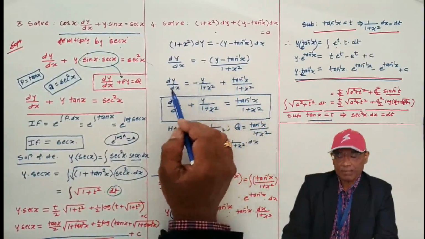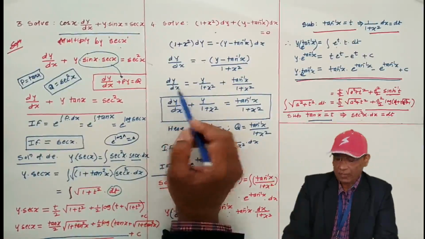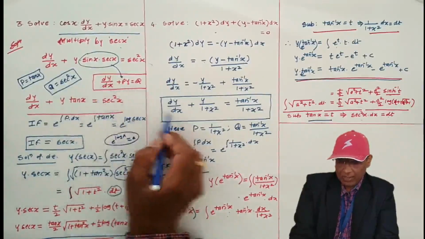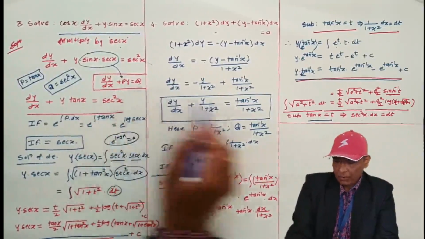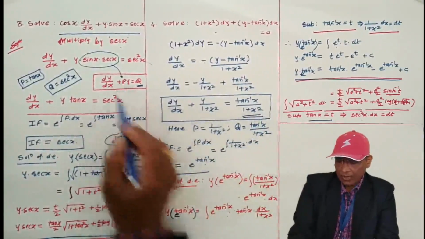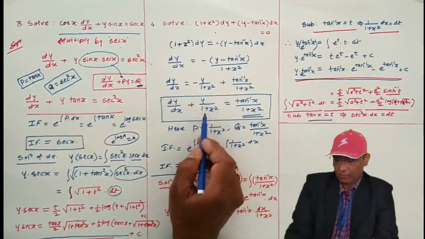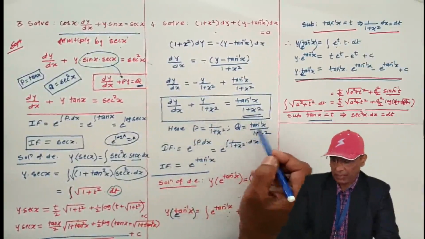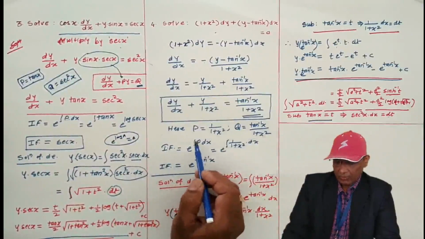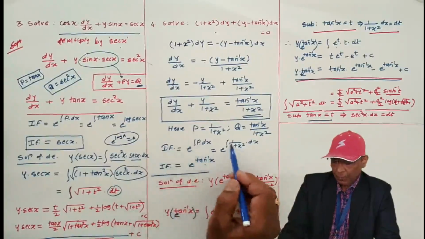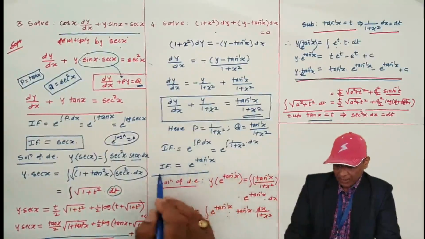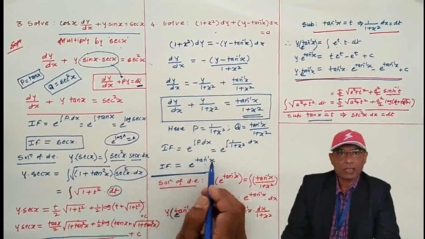Now this term can be shifted to the left hand side because we want the differential equation in the standard form. See, dy by dx plus py is equal to q. Here q is the right hand side and the coefficient of y is p. Here p is 1 by 1 plus x square and the right hand side q is tan inverse x by 1 plus x square. Now find the integrating factor. The formula is e to the power integration of p. Put the value of p. The integral of 1 by 1 plus x square is what? Tan inverse of x. The integrating factor is e to the power tan inverse x.